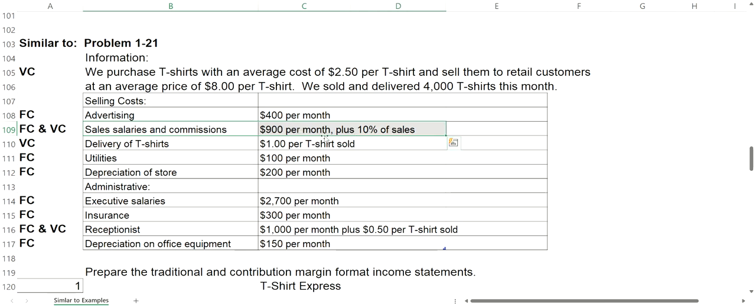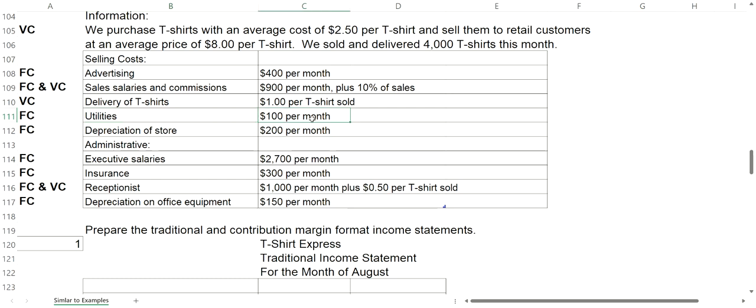Sales, salaries, and commissions has a fixed component, a flat amount of $900 per month, plus a variable component, 10% of our sales. Therefore, this is actually referred to as a mixed cost. But a mixed cost is identified as having a fixed cost component and a variable cost component. So I mark that out to the side. Delivery of the t-shirts is $1 per t-shirt sold. So that's going to be a variable cost because it will vary depending on how many t-shirts we sell.